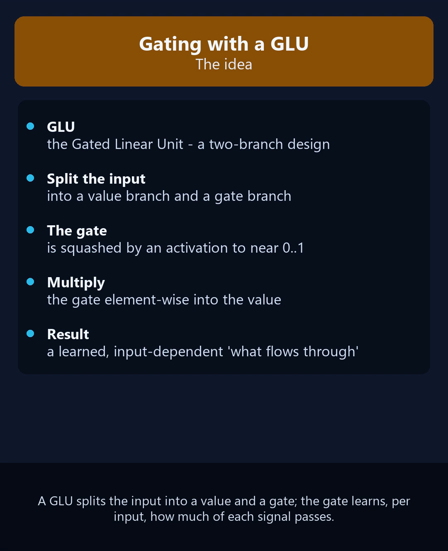Instead of one path through a single activation, you split the input into two branches, a value branch and a gate branch. The gate is squashed through an activation to produce numbers near 0 or 1, then multiplied element-wise into the value. Each hidden unit is now modulated by a learned, input-dependent signal. The network itself decides what flows through.